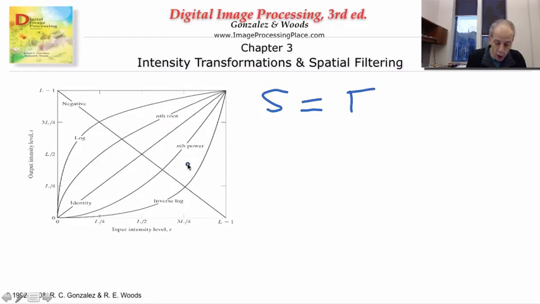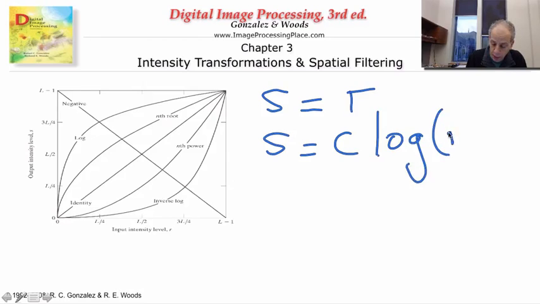We also have a log operation. For example, the output is some constant times the log of the input. And we normally are going to add, let's say, 1, because if the input is 0, we cannot take the logarithm of 0. So we do this. So that's another operation. Whatever is the gray value at the input, we transform it to the output.